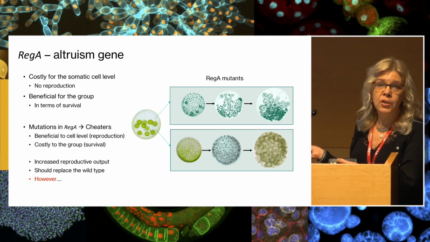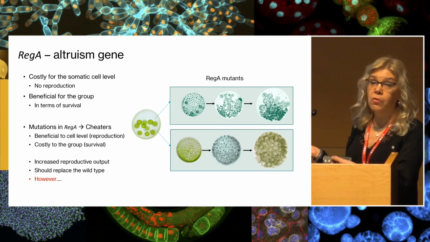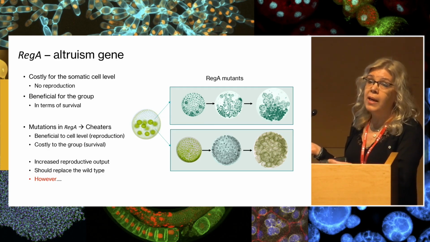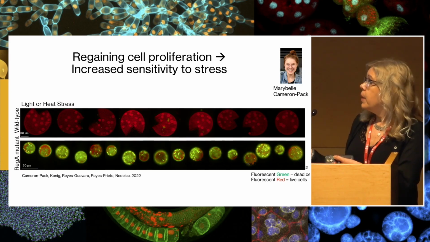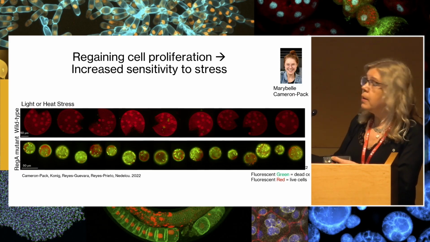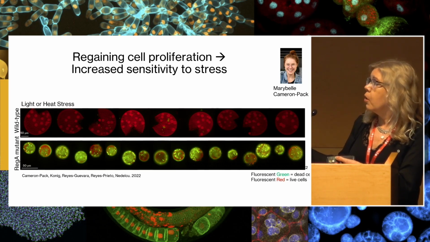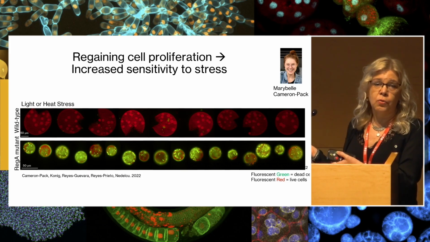So if that's the case, you would expect a cheater like this to take over the wild populations, because now each somatic cell can make a baby, so they have the reproductive advantage. However, we found that the mutants, green denotes dead cells, red is autofluorescence from chlorophyll. So the idea is that the mutants are very sensitive to light stress or heat stress.